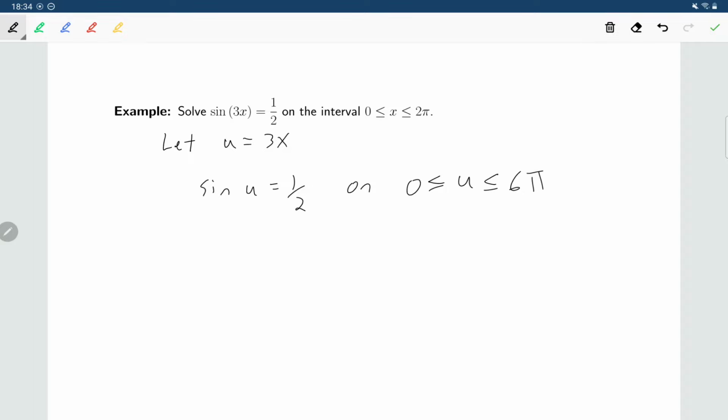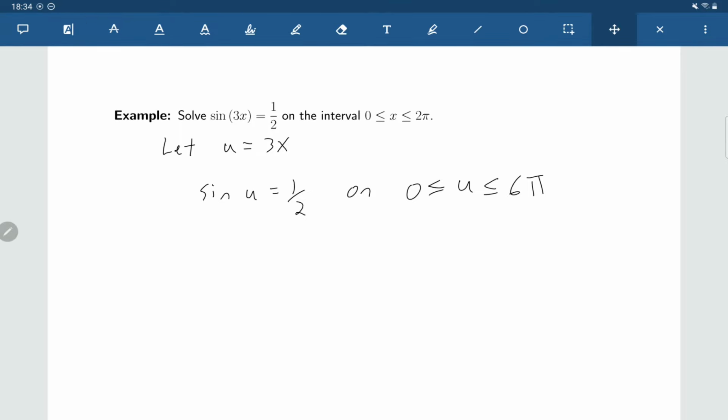So in other words, if x is going from 0 to 2 pi, then u, since it's going to be 3 times whatever the x value is, has to go from 0, 3 times 0 is 0, up to 6 pi. 3 times 2 pi is 6 pi. So that means that when we're finding our solutions for u, we're not just going to find them within 1 full revolution. We need to find all the solutions within 3 full revolutions.